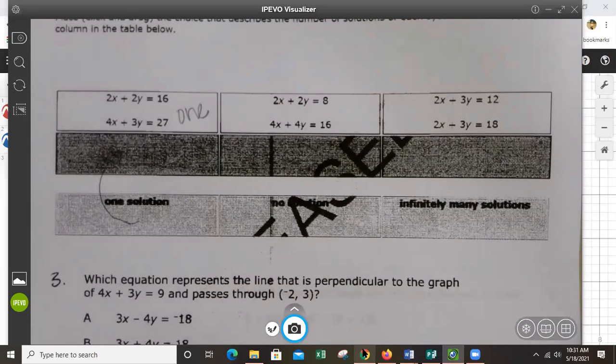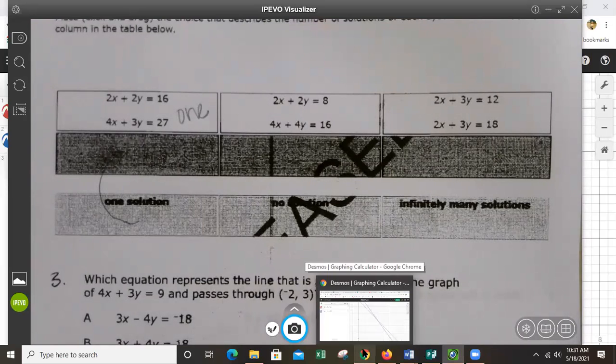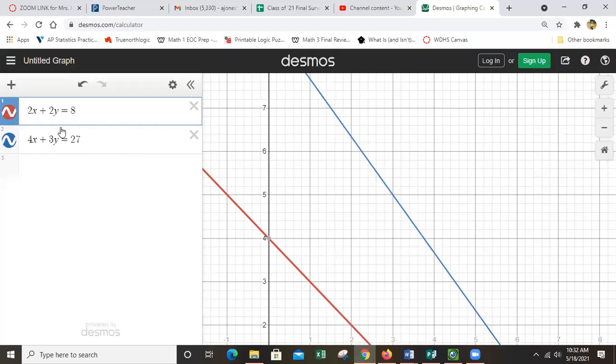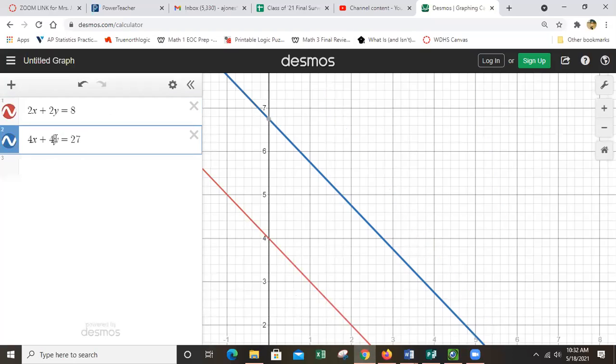Go back to Desmos. I'm going to put the second one in. So that middle column right there, I'm going to put in. So it says 2x plus 2y equals 8, and 4x plus 4y equals 16. Oh, what happened? Remember I told you you can turn this off and turn it back on? What happened? Oh, they're on top of each other. So how many times do they cross? Okay, hold that in your head. It's either a lot or none, okay?